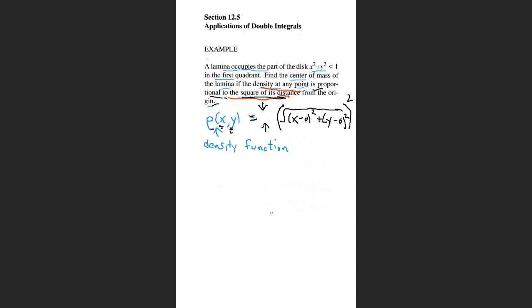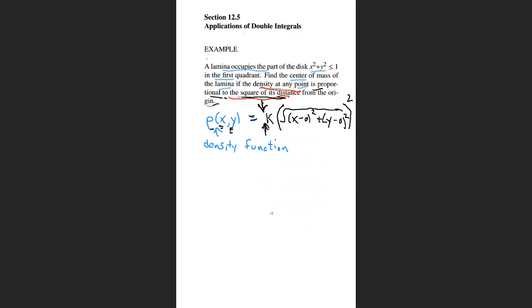But there's still something missing. What has to go right after the equal sign? Because they say the density at any point is proportional. What has to go here? That's right, good, Norina, a K. K has to go there.